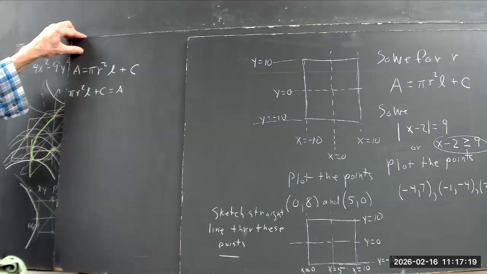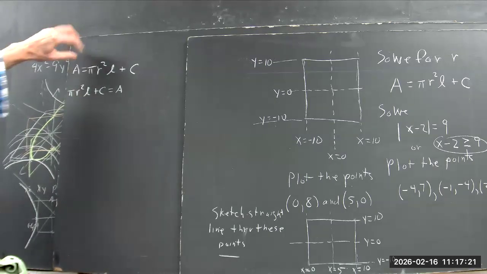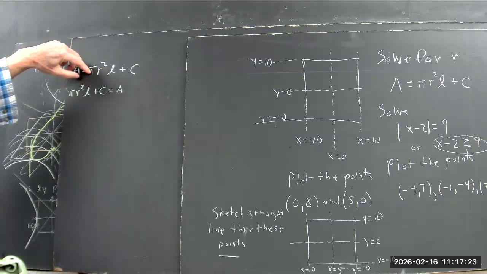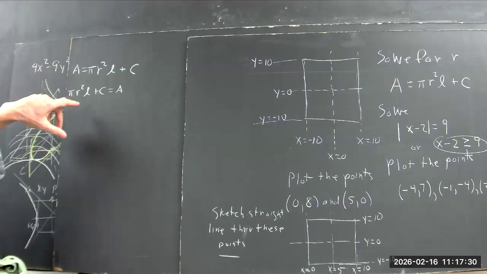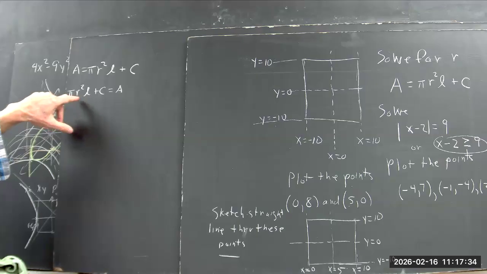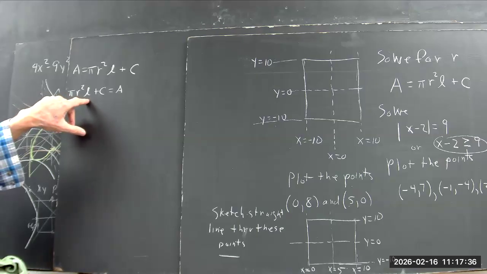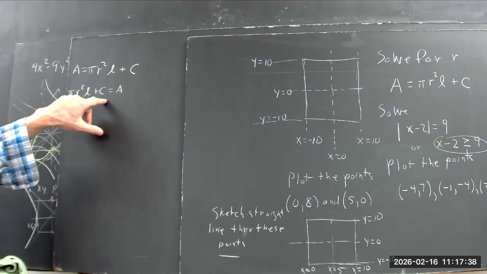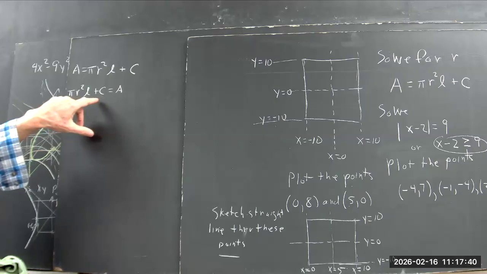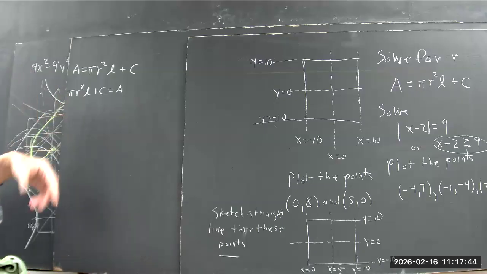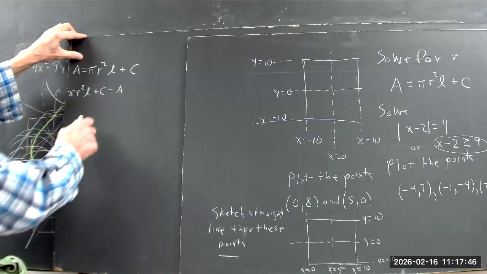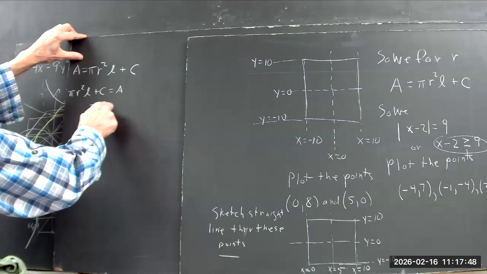Okay, so the first thing we have to do is eliminate something on the left-hand side. Of course, it's going to appear on the right-hand side. The pi R squared L is a set of multiplications. Plus C is an addition. So we're going to take care of addition before we take care of any multiplications, meaning that we're going to add negative C to both sides.